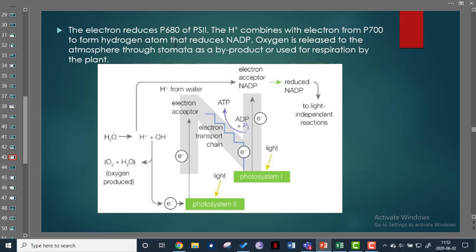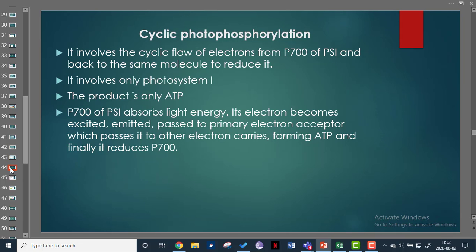Then the oxygen is released to the atmosphere through the stomata as a byproduct or used for respiration by the plant. And I want you to note on this that cyclic and non-cyclic photophosphorylation seem to work together, because there is photosystem 2, there is photolysis of water, and electrons released from water molecules are used to replace the electrons in photosystem 2.